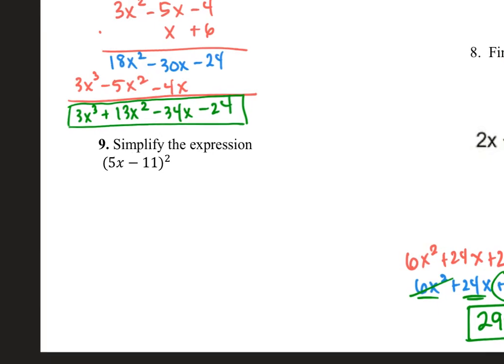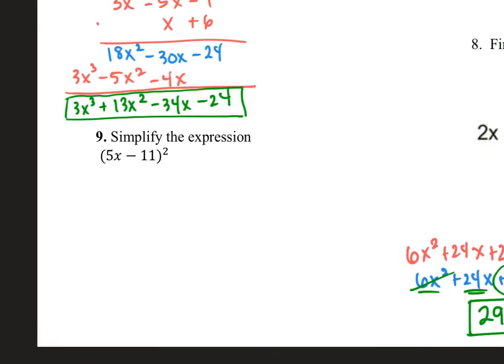All right, number 9. So first thing we need to do is expand. So 5x minus 11 times 5x minus 11. And now we can go ahead and multiply. So 5x times 5x is 25x squared. 5x times negative 11 is negative 55x. Negative 11 times 5x is negative 55x. And negative 11 times negative 11 is positive 121.